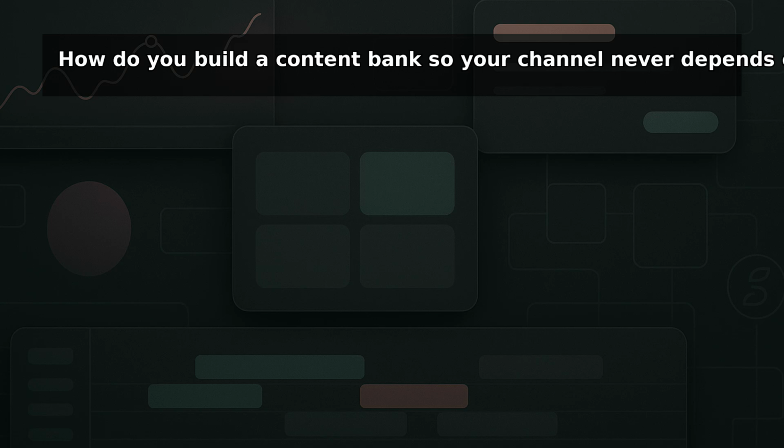I get this question all the time. Devin, how do you build a content bank so your channel never depends on one video idea at a time? Simple. Stop treating ideas like a list and start managing them like inventory.